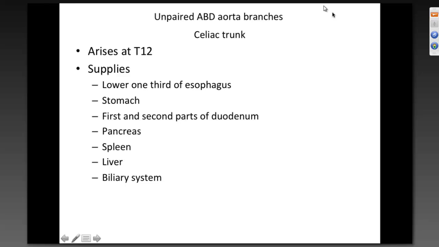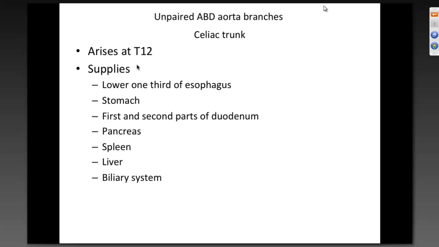Okay, so let's talk a little bit about unpaired abdominal aorta branches. As you look at the abdominal aorta, you leave the heart, the left ventricle, go to the aorta, and then go out to the systemic circulation. You have the thoracic, which turns into the abdominal aorta. At about the level of T12 is where the celiac trunk rises. And you'll remember that in some of the pictures that you've seen.